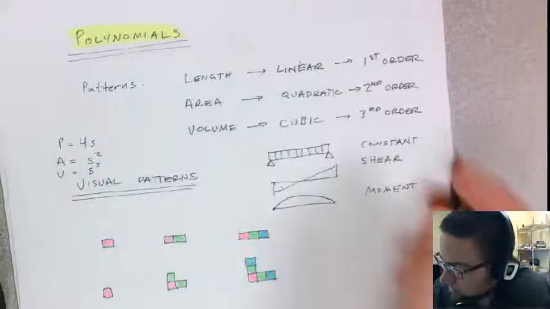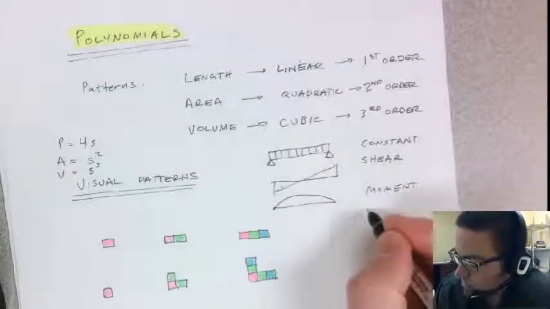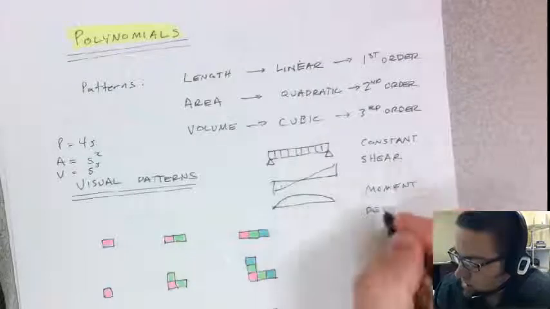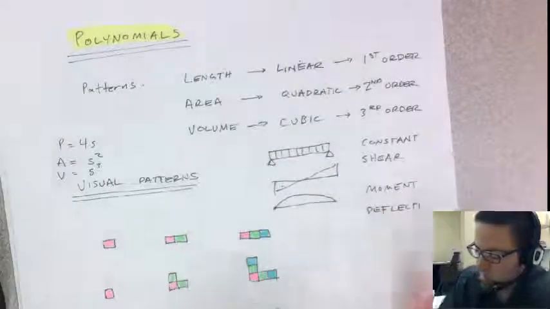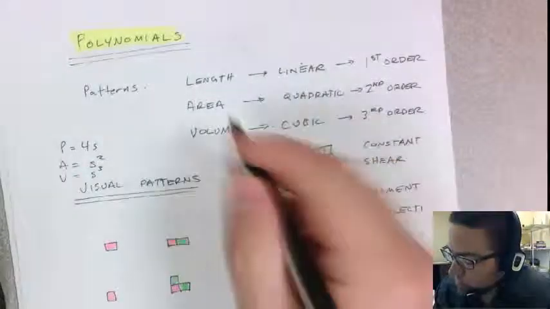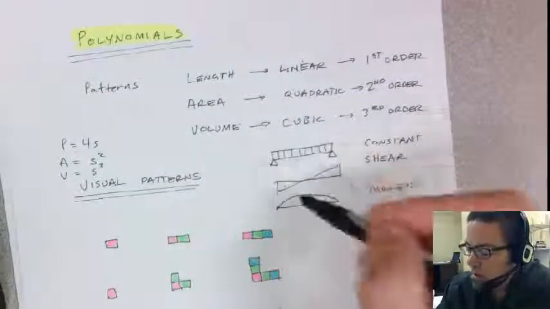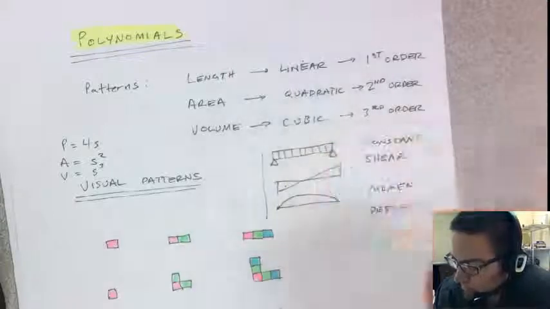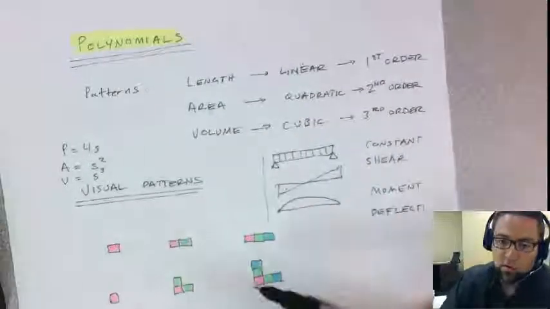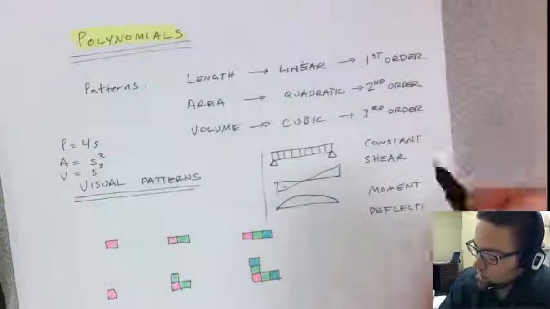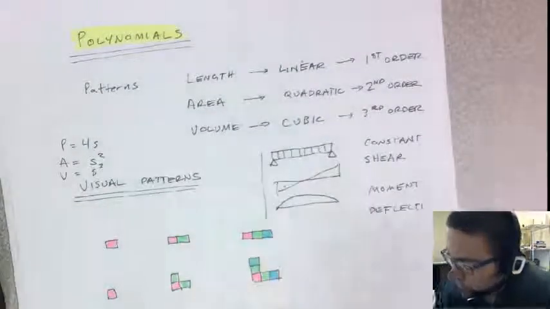And then you could even go further into deflection, which is the cubic, and even vibration has something to do with the fourth order, which isn't even included here. So it depends on what field of study you go into, but these polynomials show up everywhere in the real world. So it's important to understand how they work.